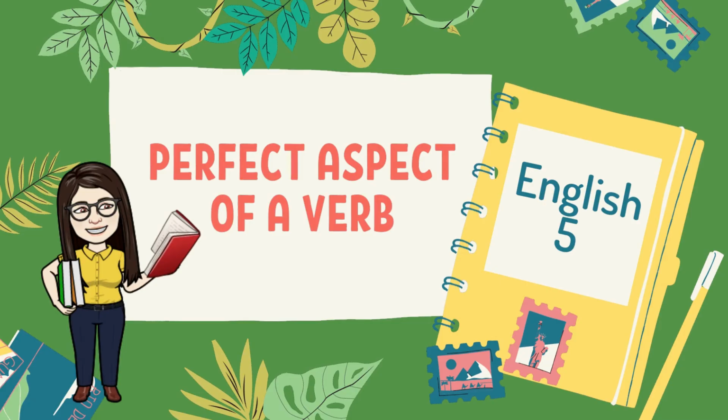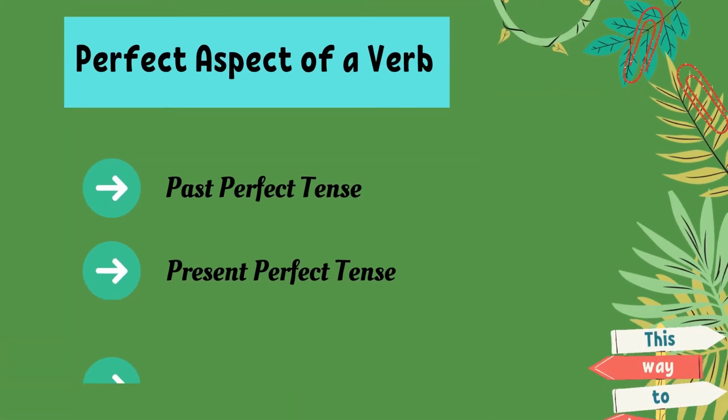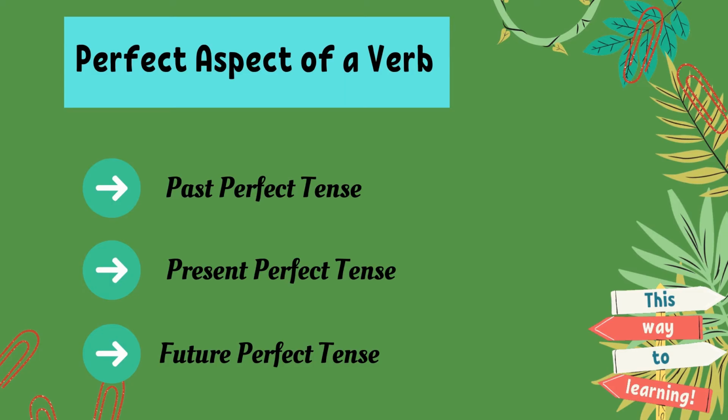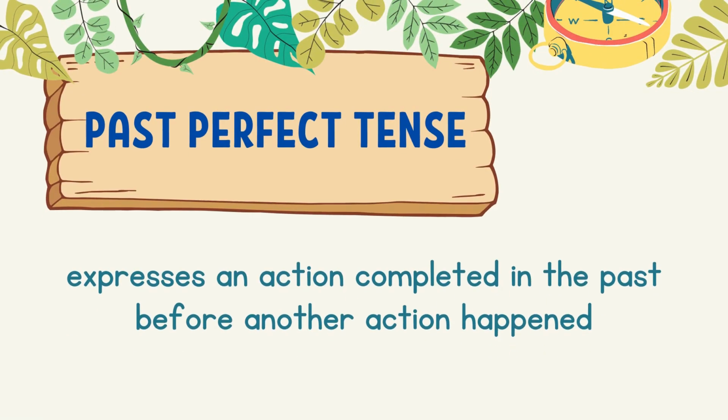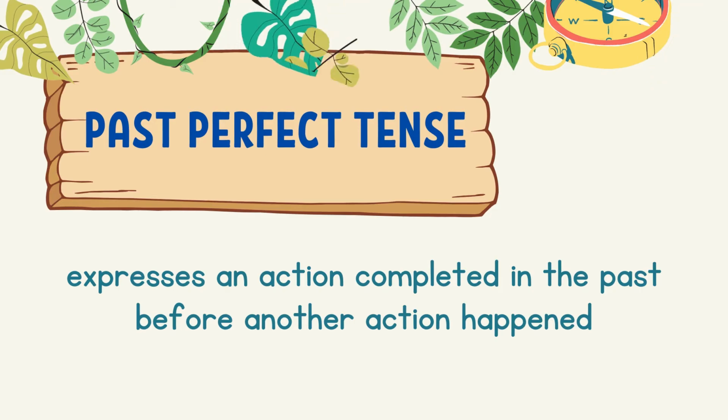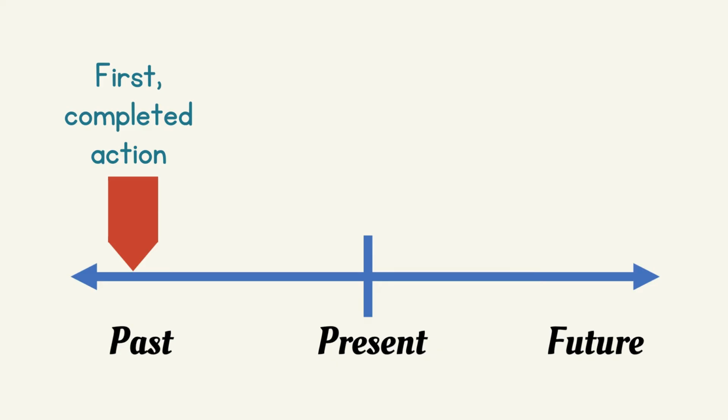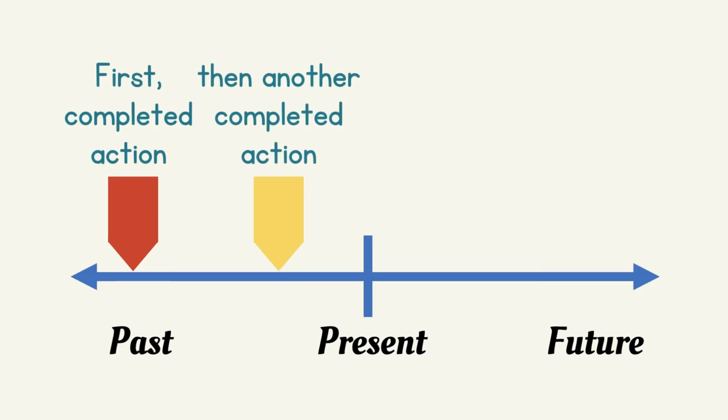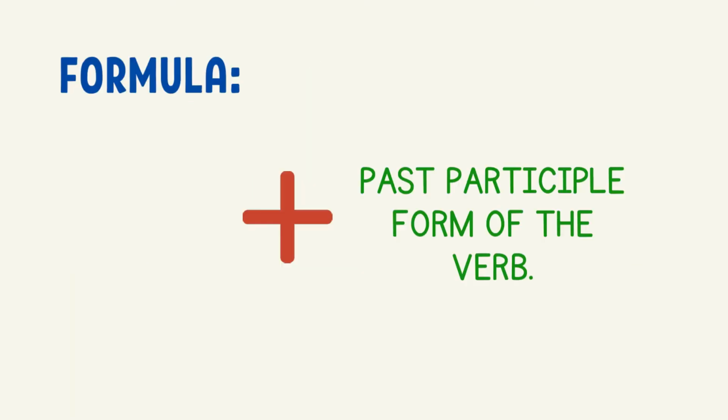In perfect aspect of a verb, we have three tenses: the past perfect tense, the present perfect tense, and the future perfect tense. Easy to remember, right? Let's start with the past perfect tense. The past perfect expresses an action completed in the past before another action happened. The past perfect tense is talking about something that happened before something else happened.